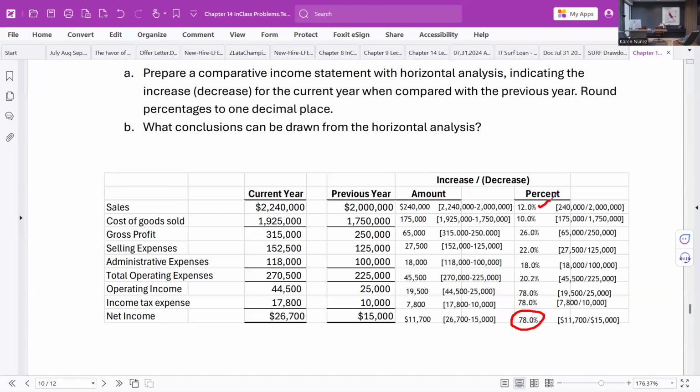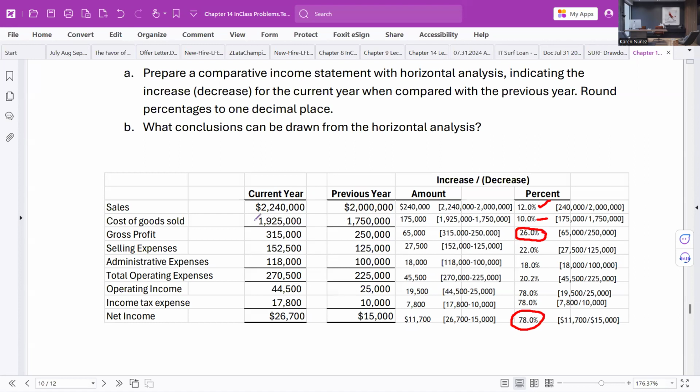Cost of goods sold is not growing quite as fast, right? Sales are up 12%, cost of goods sold is only up 10%. And that's the kind of thing that, if you were managing the business, you'd want to look for. You'd want your sales growing faster than your expenses, right? If your sales are growing faster than your cost of goods sold, that's going to contribute significantly to the gross profit. And that's why you're seeing a 26% growth in your gross profit. Those are the kinds of things you look at.